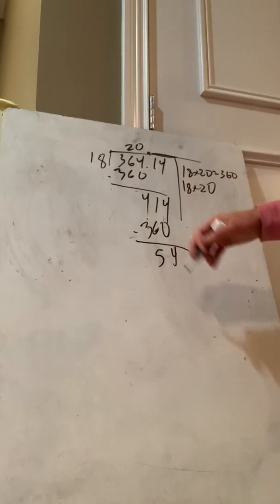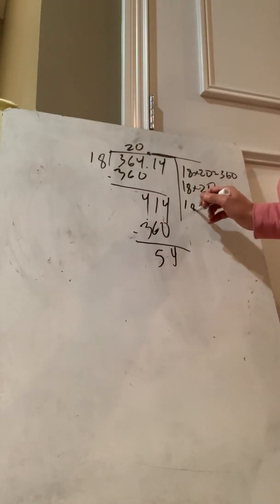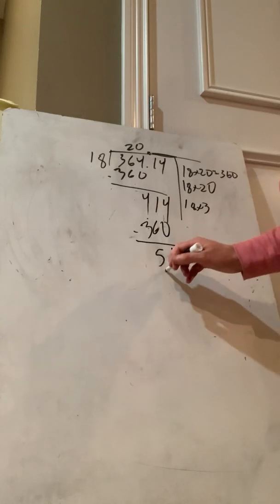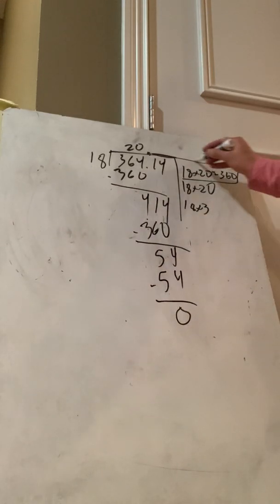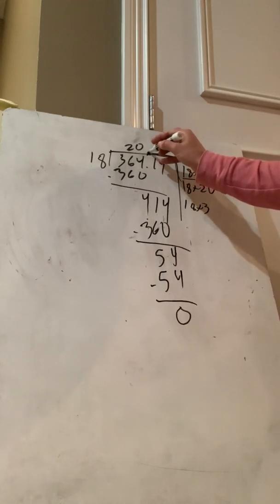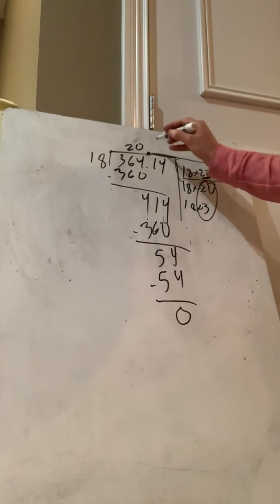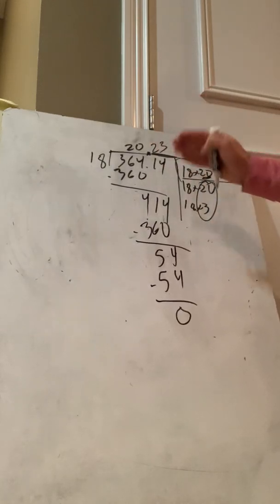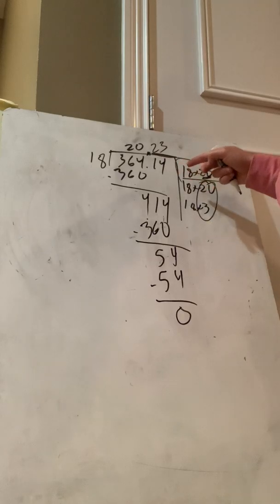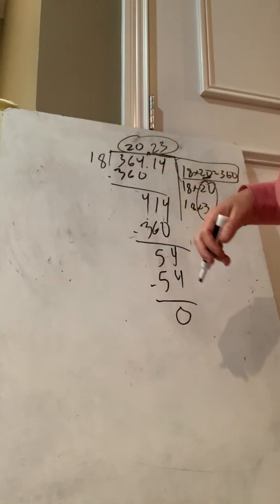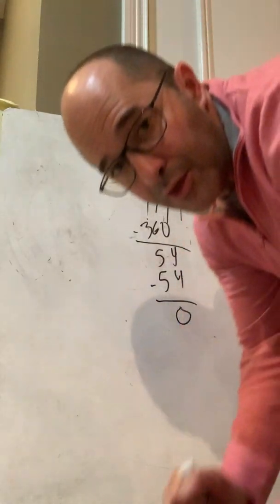54 is left over. 18 goes into 54 3 times. Nothing's left over. So the first part of your answer was 20. Second part of your answer, the decimal remainder is 23. 20 and 23 hundredths. That's the other way to do it.